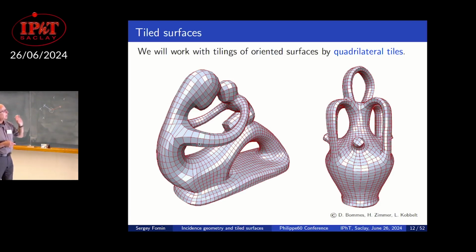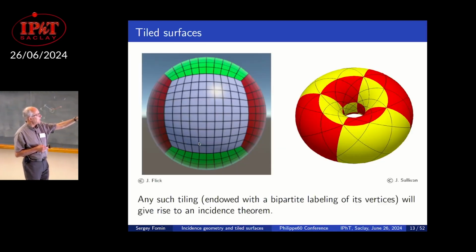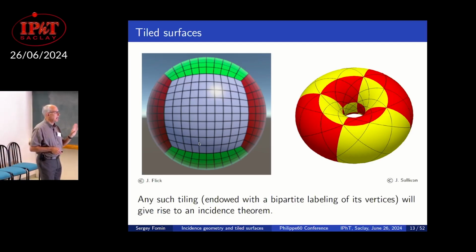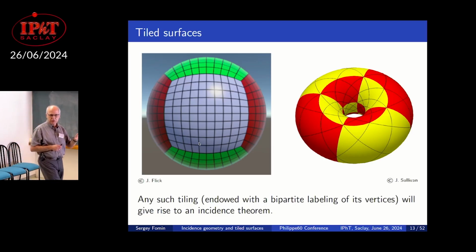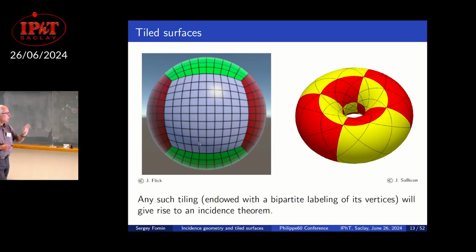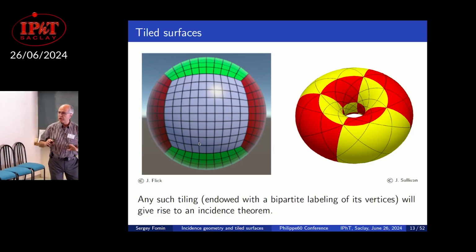These are two examples, a bit simpler ones. These are two quadrangulations. Any such tiling endowed with a bipartite labeling of the vertices, meaning some vertices are black, some vertices are white, and every edge of the quadrangulation connects a black vertex to a white vertex, will give rise to an incidence theorem. To a different one. Again, to a different one, right.